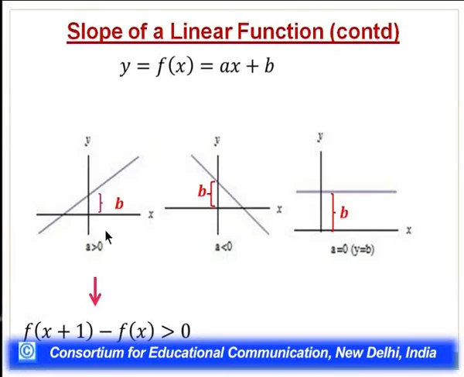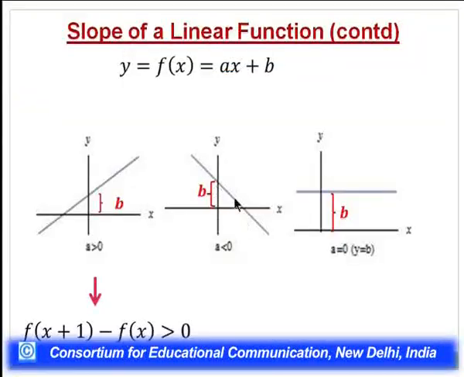So, if you look at the first graph, this is a graph that slants upwards from left to right, and here we have that as x increases, y also increases. So, if you look at the mathematical expression for the slope, which was given by f of x plus 1 minus f of x, because every time x increases, the value of the function will be higher. Therefore, f of x plus 1 minus f of x is in this case going to be positive, or a is going to be positive. So, if a is positive, we have a line that slopes upwards from left to right.